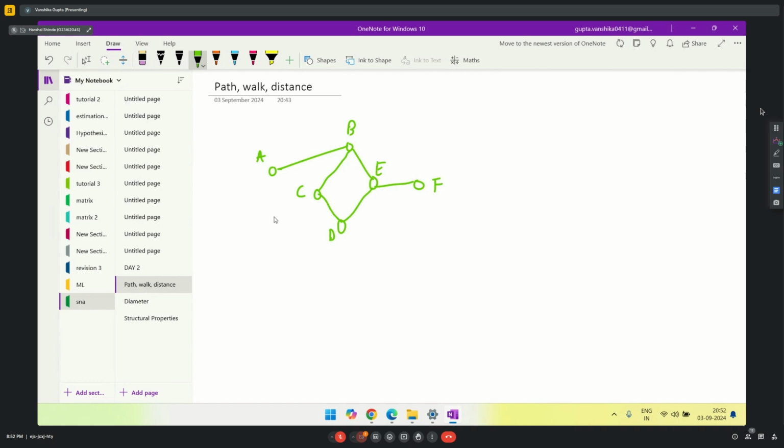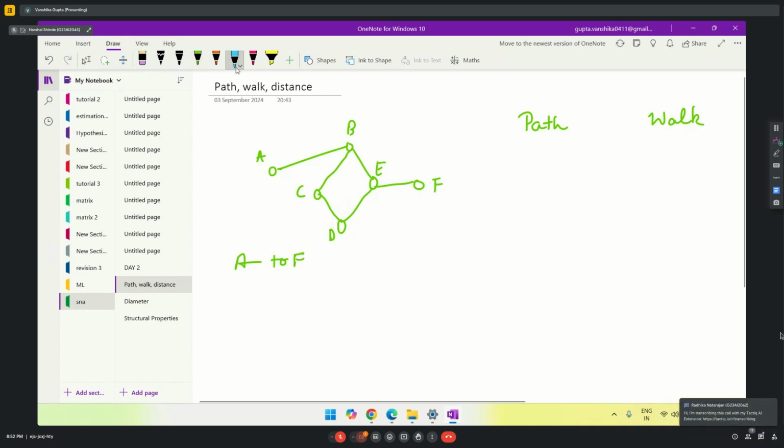So I have made this graph and I want to know what is a path and what is a walk. I want to understand the difference between these two terms. Let's say, first of all, can any one of you tell me what is the path to go from A to F? What can be the path to go from this A point to F point? A to B, B to E, E to F.